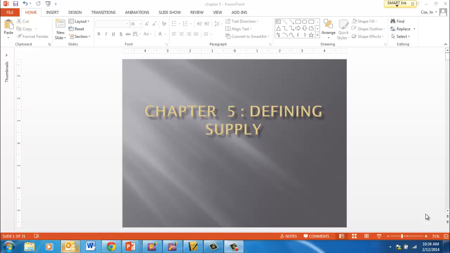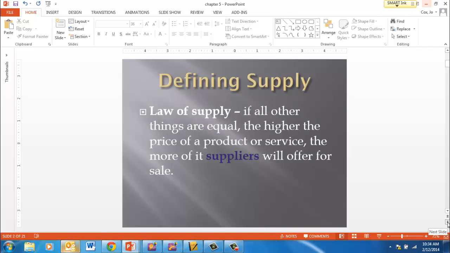Okay, so we have finished our discussion on demand, and now we are moving on to supply. Alright, the law of supply says this: if all other things are equal, then the higher the price of a product or service, the more that suppliers will offer for sale. Now notice that this is in direct conflict with the law of demand, because as consumers we want the best deal, the lowest price, and as suppliers their main goal is to make the most profit. So as the price goes up, they want to sell more of their item.